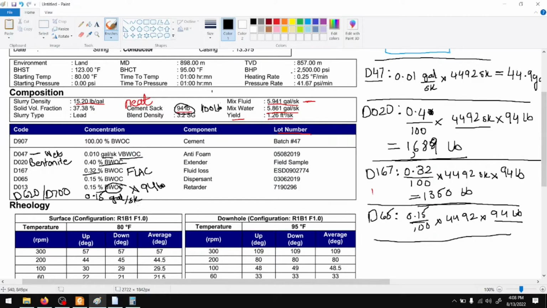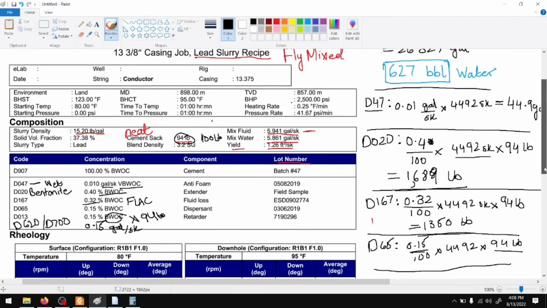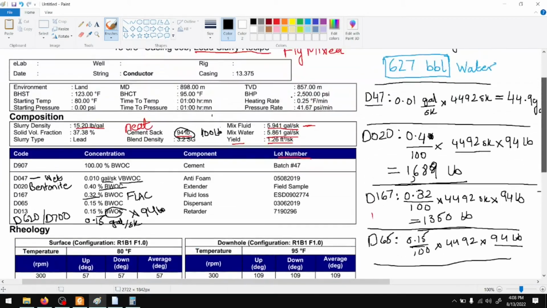Simply multiply this by your revised sacks of cement, and you would get the gallons of your liquid chemical that you need to add in your mixed fluid. So this is the basic way that you would calculate for your cement slurries.